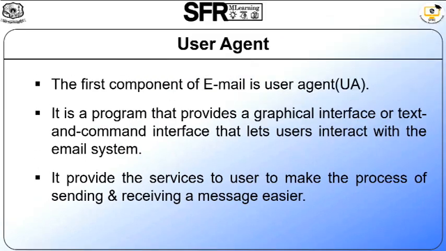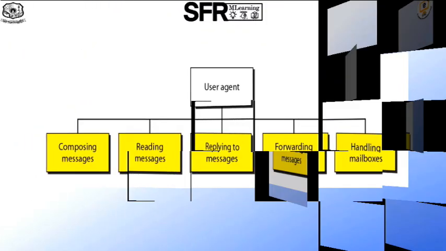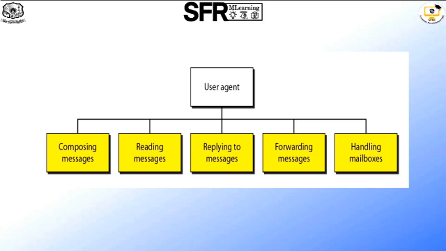User agent. The first component of the email system is the user agent, that is UA. It is a program that provides a graphical interface or text and command interface that lets the user interact with the email system. It provides services to the user to make the process of sending and receiving messages easier. The UA is a software package that composes, reads, replies to and forwards messages. It also handles the mailboxes. The act of sending new messages into the mail system for delivery is called mail submission.